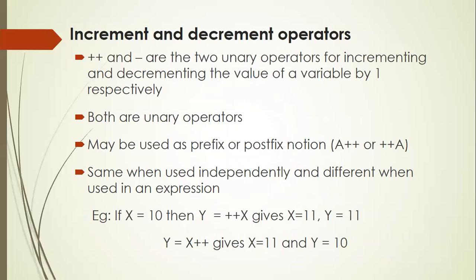The next two operators are the increment operator and the decrement operator. As the name indicates, the increment operator adds 1 to the operand or variable, and the decrement operator subtracts 1 from the variable. If the original value of a variable x is 10, then if you apply the plus plus operator, that gives you 11. If you use the minus minus operator, that gives you 9. Both these operators are unary operators, because you apply the operator to only one variable at a time.